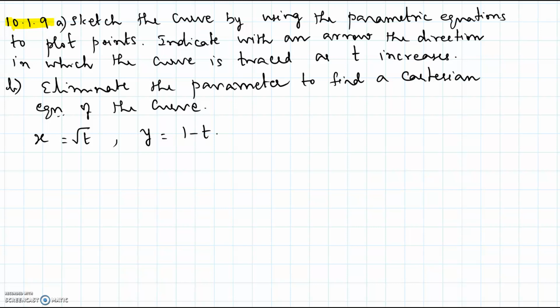Hi, in this video, I will be showing you problem number 9 of chapter 10 section 1. Sketch the curve by using the parametric equations to plot points. Indicate with an arrow the direction in which the curve is traced as t increases. Part B, eliminate the parameter to find a Cartesian equation of the curve. x equal to square root of t, y equal to 1 minus t.